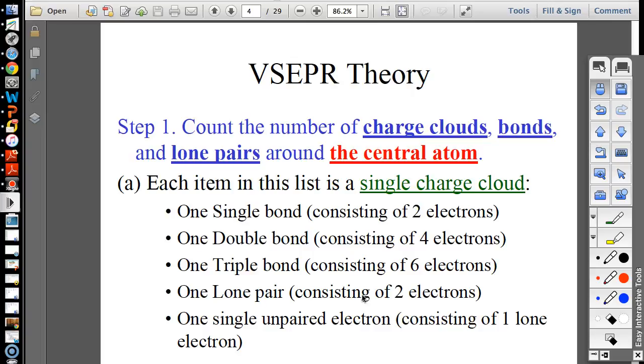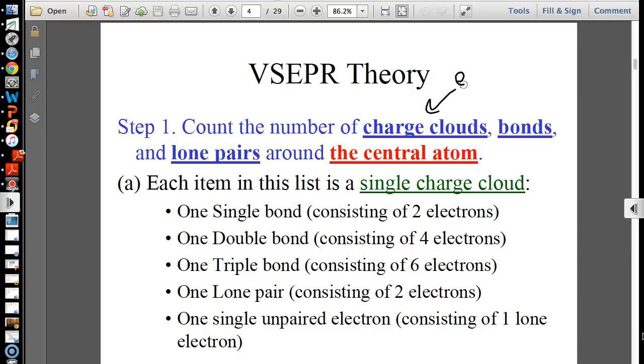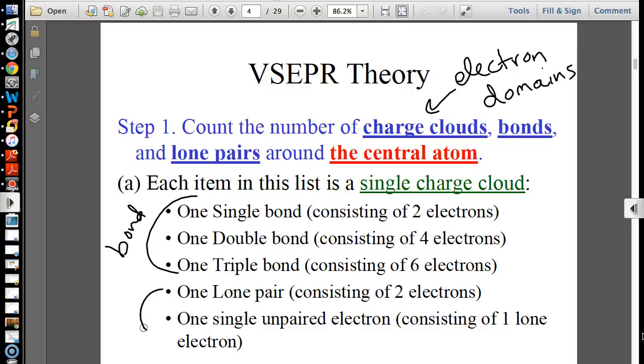This next slide is making it sound really intimidating. But basically, it talks about charge clouds. Those charge clouds, we had called those electron domains. And I like to call them areas of electron density. It's all the same. It's either a bond, so any kind of bond, or a lone pair. And so a bond or a lone pair is this electron cloud, this electron domain.